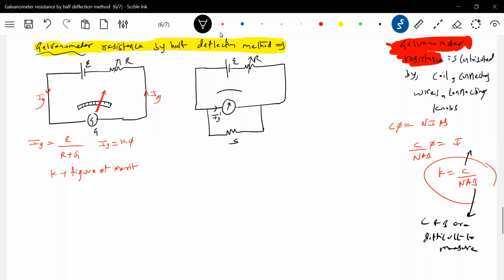So now look at the deflection. Now the deflection will become half of it. This will be a little confusing, so the arrow I'll put exactly here, exactly at half. So the value of S is so adjusted that the deflection will become half. So how much is that current? Let me call it IG dash. Earlier, what was the deflection? This was theta. Now it will become theta by 2.